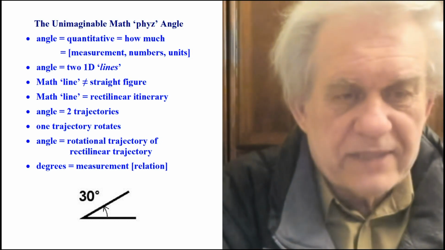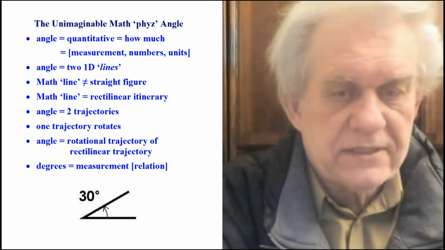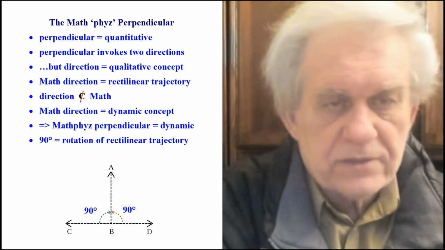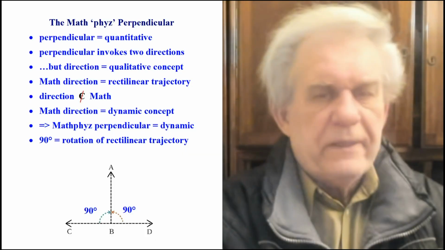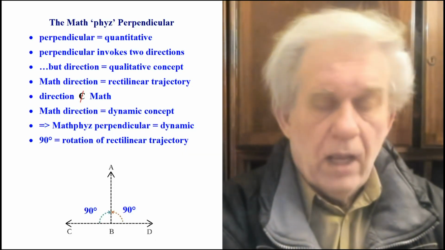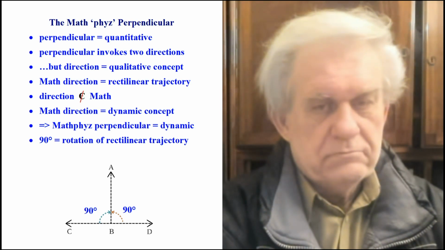What are some of the problems that these notions, these concepts that these people have of what an angle is, create? Well, let me give you a couple of examples. Here's the first one. Mathematical physics, perpendicular. What is perpendicular? Well, we say it's an angle. Okay?